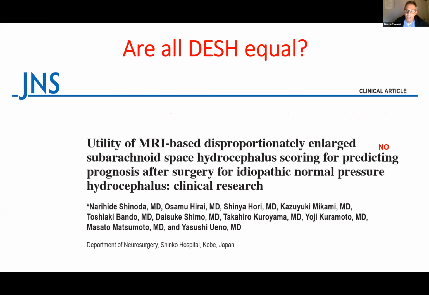Are all DESH equal? Of course not. Even on this occasion, the answer is no, but we do not have time right now to describe this interesting study in detail. We will just use the words of the authors at conclusion: MRI-based DESH scoring is useful for the prediction of neurological improvement and prognosis after surgery for iNPH.